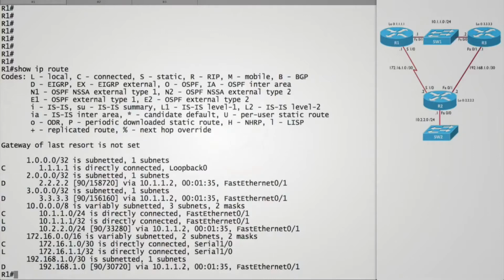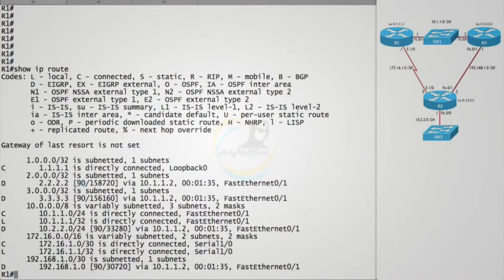And if we learn a route via EIGRP, which we can see is indicated with the D, that route is going to have an AD of 90. Not quite as believable as a directly connected or a static route by default, but it's more believable than OSPF, which has an AD of 110, you might recall.